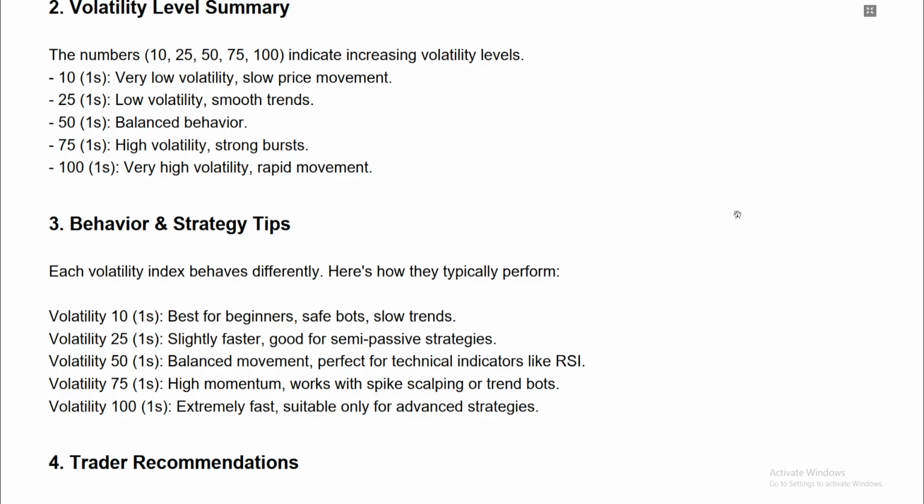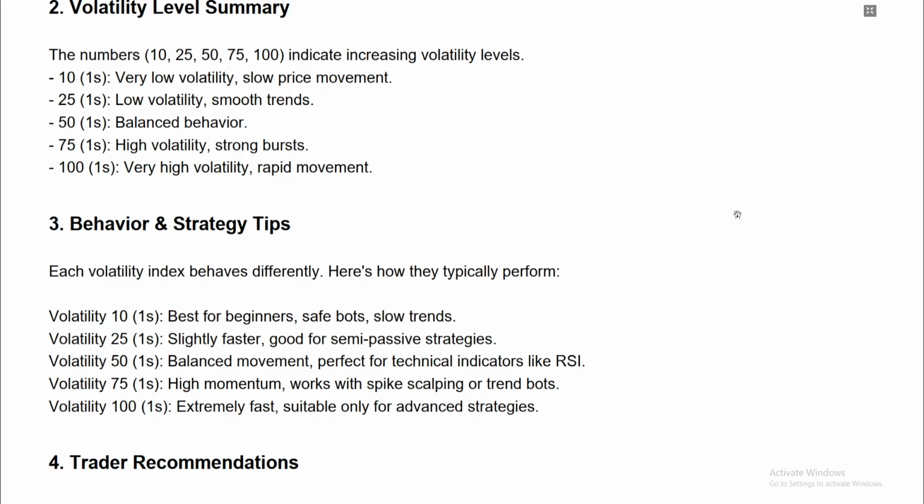Now for 25 1S, it is slightly faster and it is good for semi-passive strategies, basically strategies that do not require a lot of analysis. 50 1S has a balanced movement, so it is perfect for technical indicators. This 50 1S is perfect for markets like rise and fall, call and put, higher and lower, and so on. So that is the benefit of 50 1S.